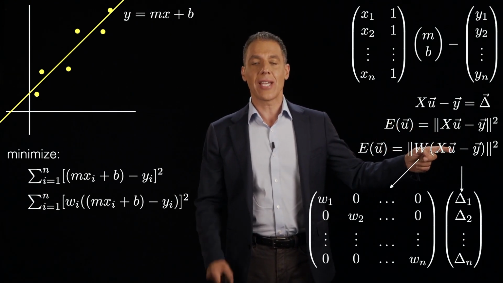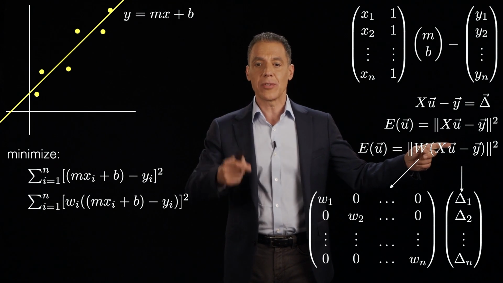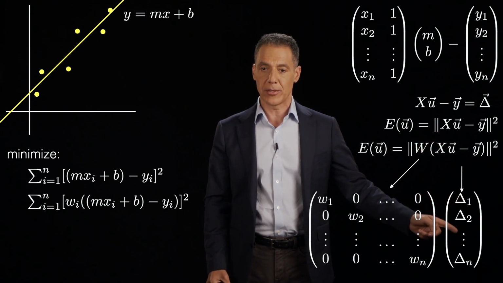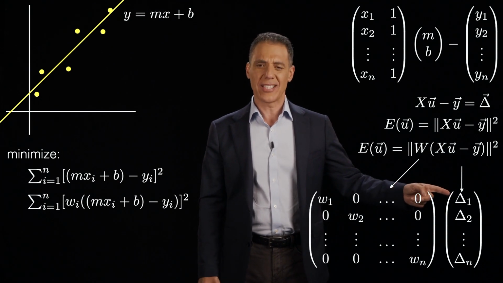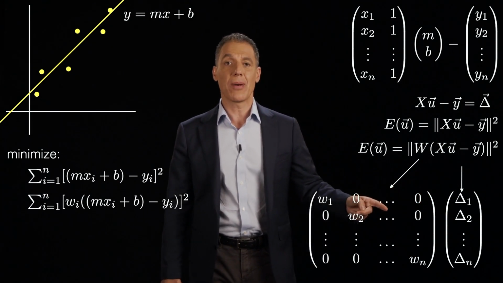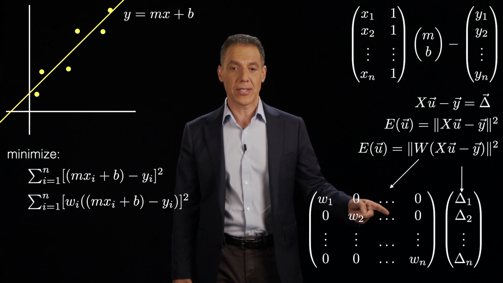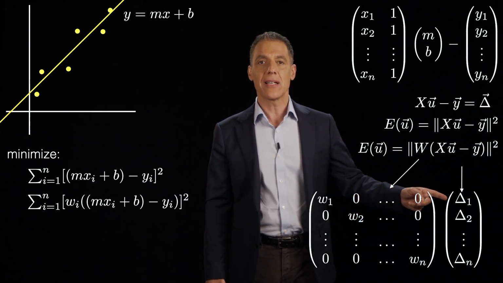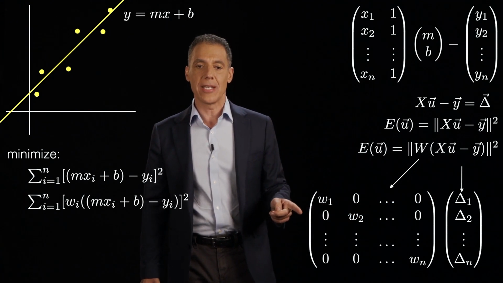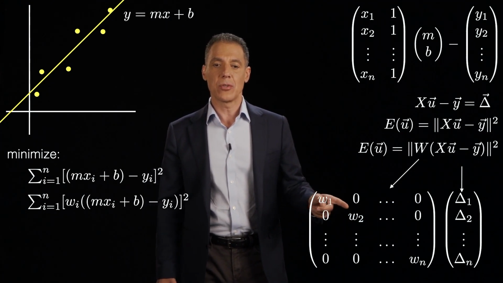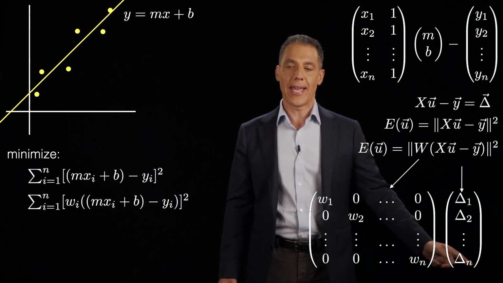So if I want to scale each of the individual delta components, which I've enumerated here, delta 1, delta 2 to delta n, I can't multiply it by a vector because that's already a vector. I need to multiply it by what? A diagonal matrix. So this is an n by 1 vector, and this is an n by n matrix where I've put in w1, w2 to wn in the diagonal elements.